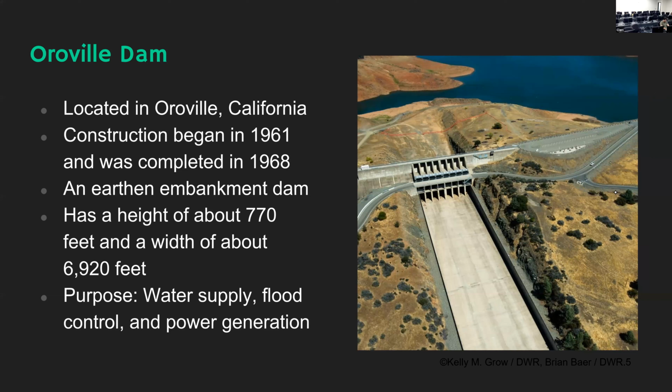Well, it was located in California. Its construction began in 1961. It's an earthen embankment dam. Its height was about 770 feet, and its width was about 6,920 feet. Its main purpose was water supply, flood control, and power generation.